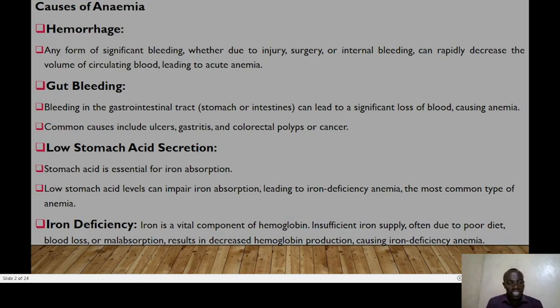Also, low acid secretion has been a cause of anemia, whereby we know that acid is essential for iron absorption. So low acid levels can also impair iron absorption, leading to iron deficiency anemia, which is the most common type of anemia. So for iron deficiency, iron is a very vital component of the hemoglobin. Insufficient iron supply, often due to poor diet, blood loss, or malabsorption, normally results in decreased hemoglobin production, causing iron deficiency anemia.